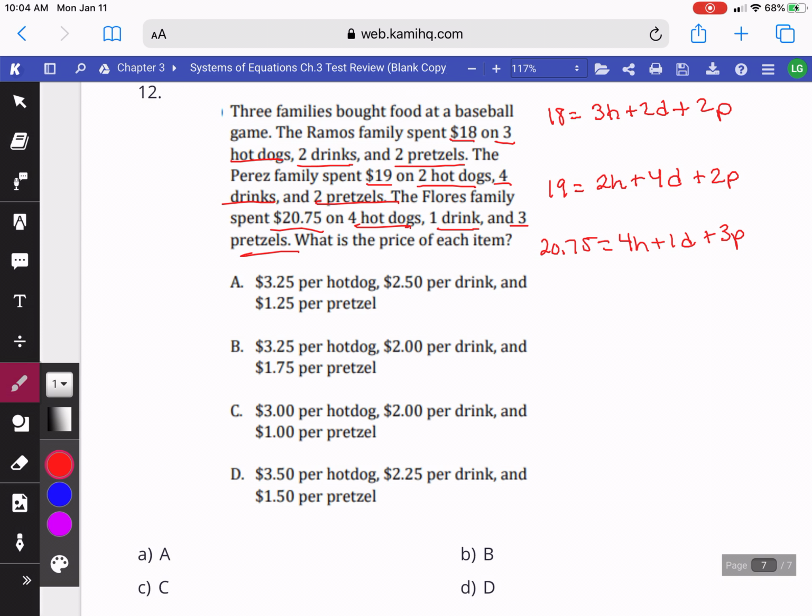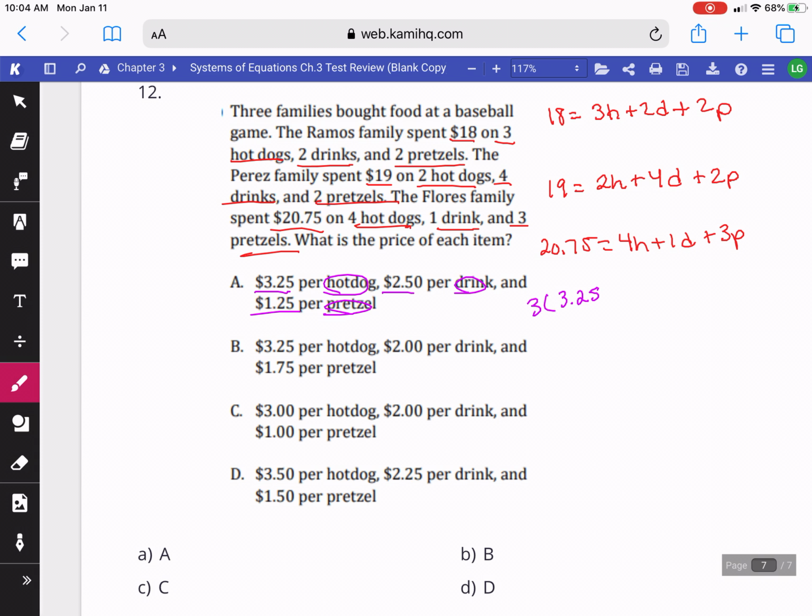To save time, I'm going to show the one that is the correct answer and one that you would see is wrong right away. So for example, if you were to check problem A, you would plug $3.25 in for H, $2.50 for D, and $1.25 for P. So let's say I'm plugging it into the top one. I would do this plus 2 times $2.50 plus 2 times $1.25. And I'm checking this right now for the Ramos family that costs $18. So if this is correct for their family, it would come out to 18.